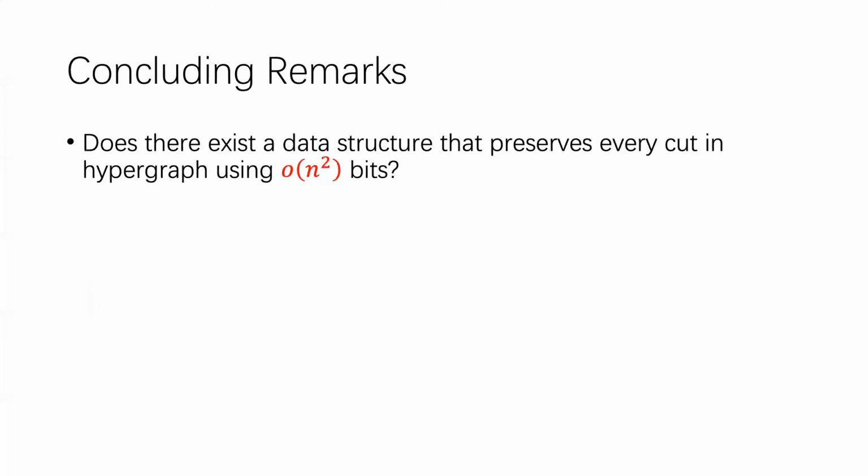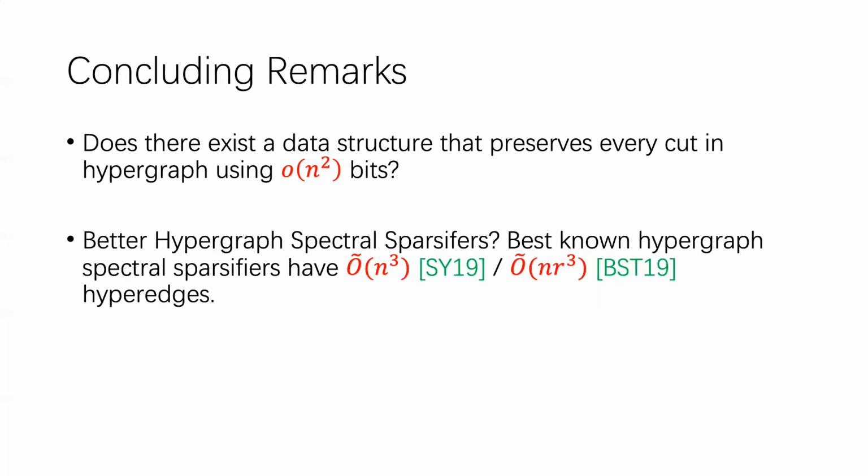There are several possible directions in the future. First of all, although the number of hyperedges in the cut sparsifier in this work is tight within a logarithmic factor, it is still possible that there is a data structure that preserves every cut in a hypergraph using fewer than n squared bits. Also, can we give a better hypergraph spectral sparsifier? Currently, the best non-hypergraph spectral sparsifiers have order n cubed or order n times r cubed hyperedges. Thanks for listening.